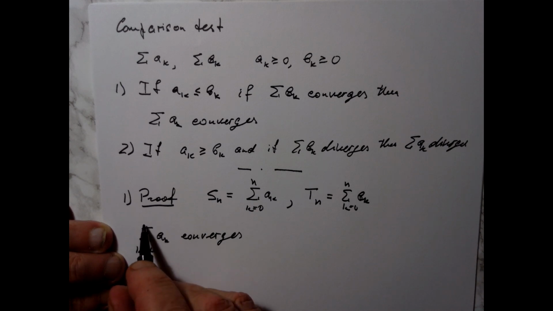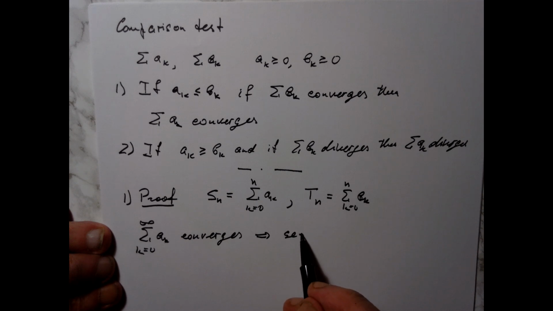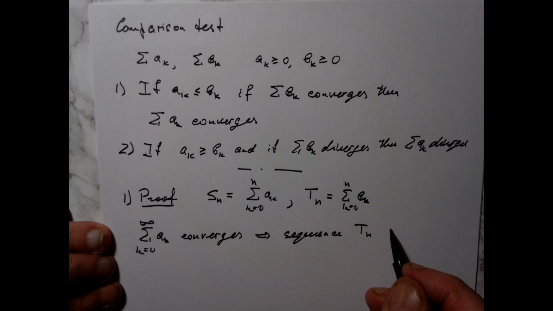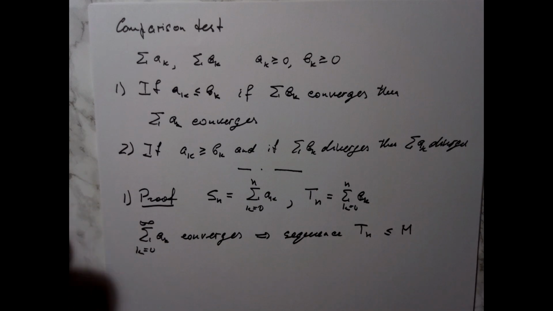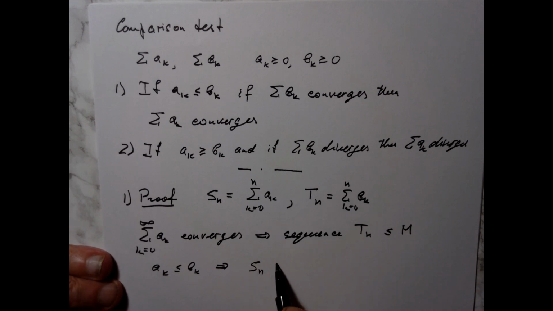So k here goes from 0 to infinity. Now this means that the sequence Tn is bounded. Remember, I don't have to put absolute value of it because all the terms are positive, and so Tn is also positive. But AK is less or equal than BK, and this implies that the sum of smaller numbers is less or equal than the sum of bigger numbers. So this means that Sn is less or equal than Tn.